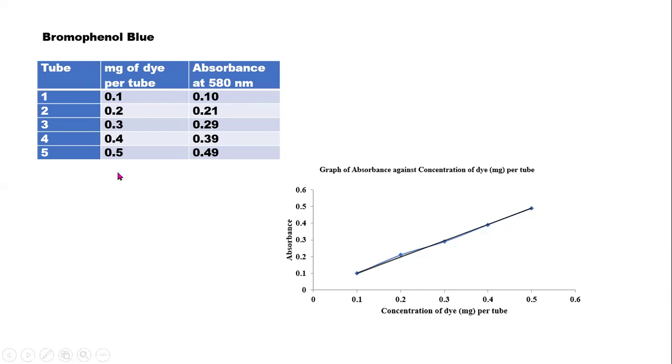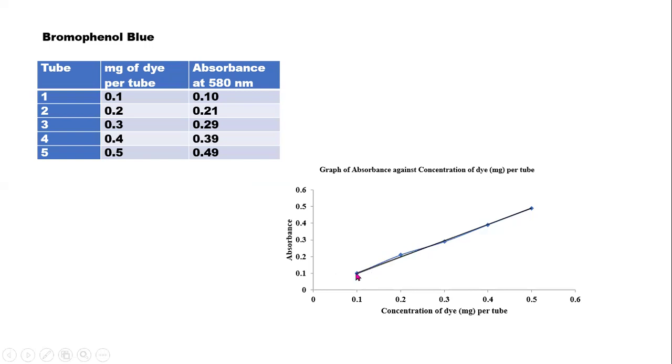So what are you going to use this for? You are going to plot a graph of absorbance against the concentration of the dye per tube. This is what we call the calibration curve. When you plot the absorbance against the concentration, you have your absorbance values here, and this is the concentration in milligram per tube. So you have a straight line. Remember, absorbance is directly proportional to the what? Concentration, according to Beer's law or Beer-Lambert law.